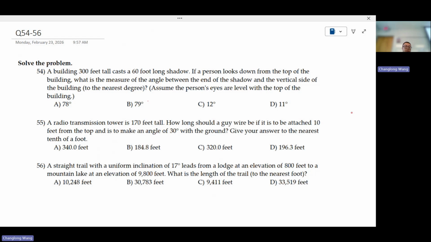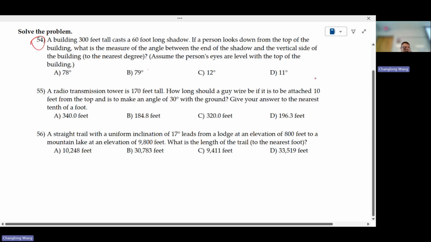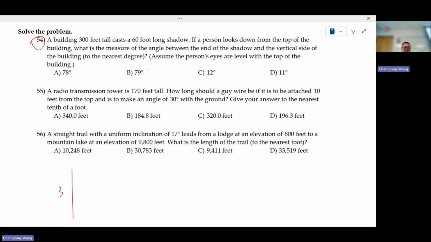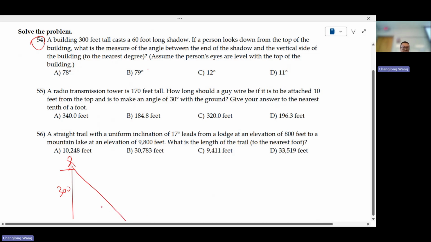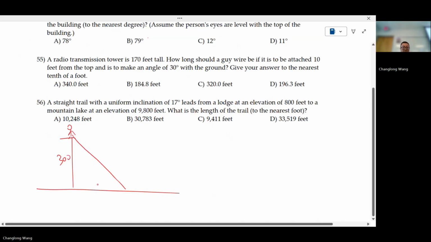So we could do 54 real quick, since that's the problem that has the inverse function involved. All right. So they say that you have a building which is 300 feet tall, and a guy standing on the top of the building. The top of the building is casting a shadow on the ground level, and the shadow is 60 feet long. So they want to know, when the guy looked down at the tip of the shadow of the building, what kind of angle does that make from the vertical direction?